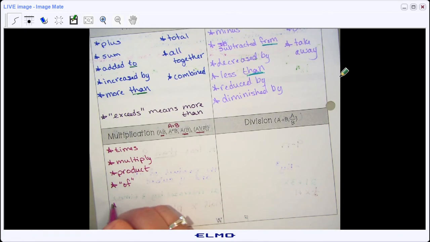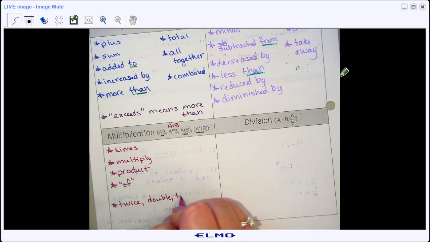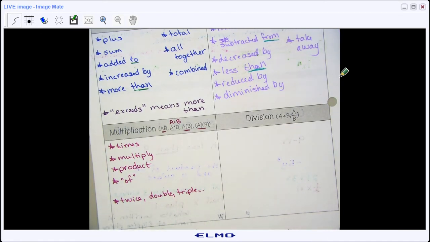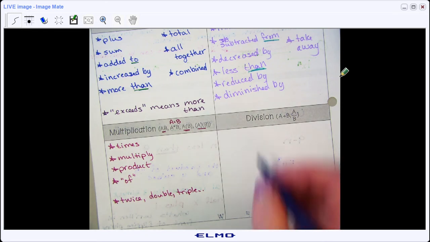There are a couple of special ones, like, for example, twice, double, triple, and so on. So that's telling you you're going to multiply, but you're multiplying by a specific number. So twice and double, you're multiplying by 2. Triple, you're multiplying by 3. Quadruple, you're multiplying times 4. So those are still telling you multiply. So that falls under that category, but it's telling you to multiply by a specific number. It's giving you one of your factors.